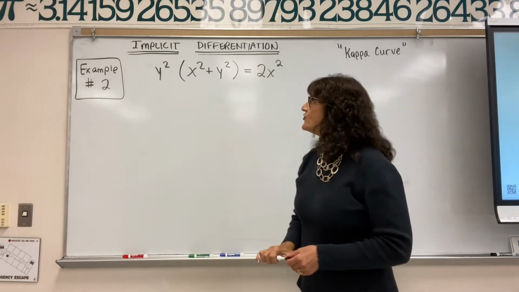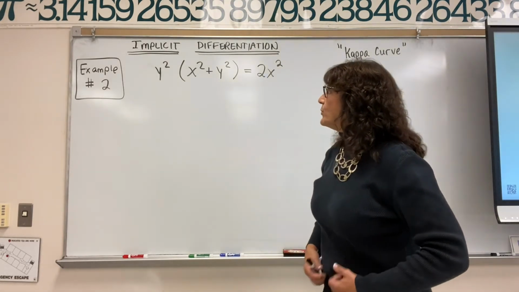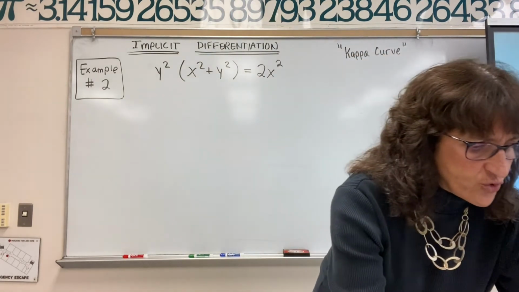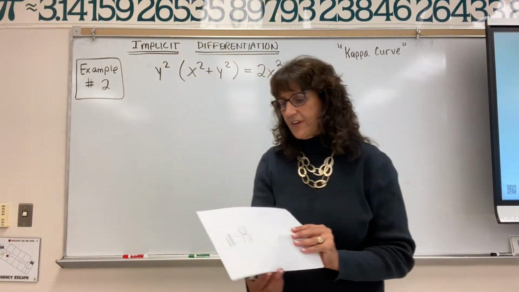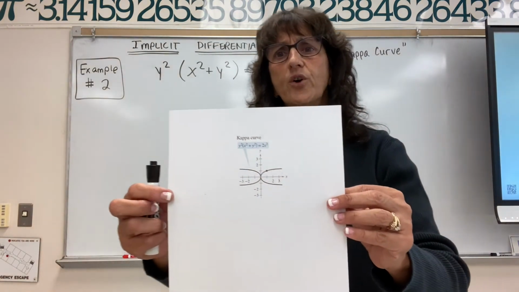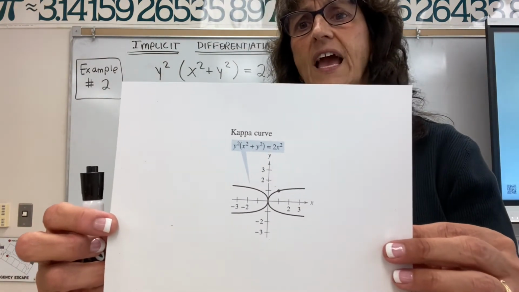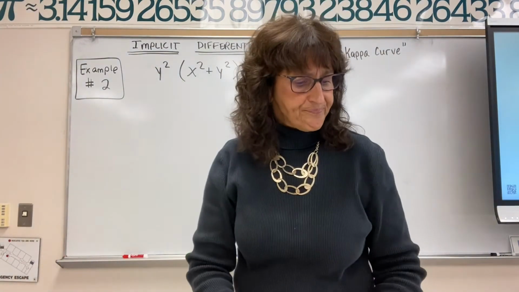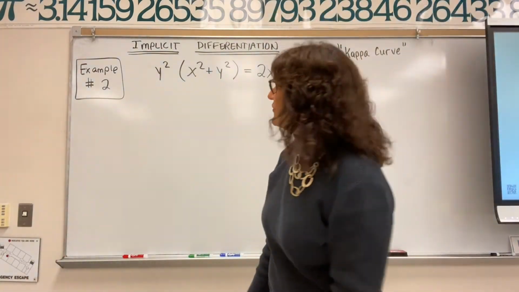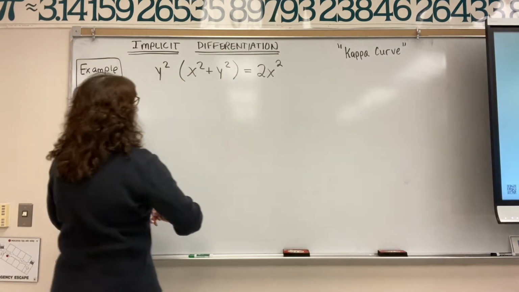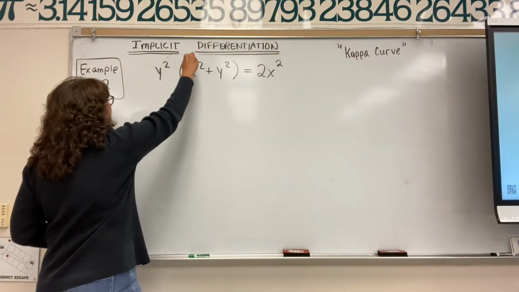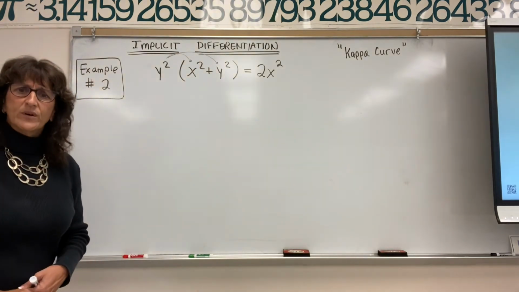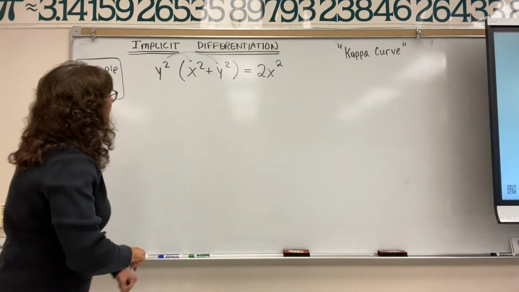All right, and so we are going to find the derivative of this implicitly. In case you wanted to look it up, here's what the Kappa curve looks like, okay? So we're going to take this curve right here, the Kappa curve, and implicitly differentiate it. I would start this problem by simplifying a little bit, simplify the calculus if we go ahead and take the y squared and distribute it.